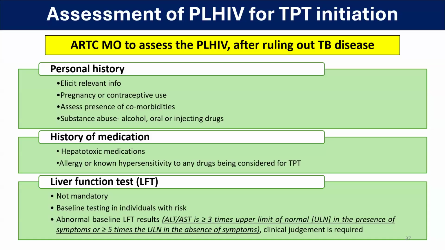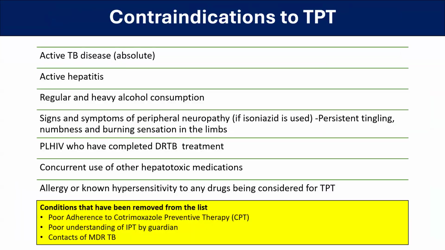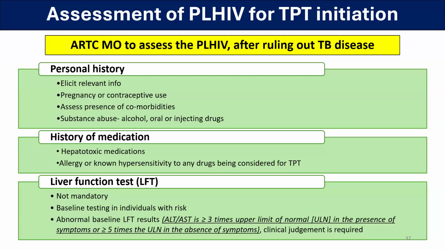If there is a pregnancy or contraceptive usage, look into the presence of any comorbidities, and then if there is substance use of alcohol or oral injecting drugs. When you talk about the history of medication, if there is any history of hepatotoxic medications, as you have seen in the earlier slide, if there is a history of current use of hepatotoxic medications, that needs to be taken into consideration. Allergy or known hypersensitivity to any other drugs being considered for the TPT. So these are the history of medication that needs to be assessed before initiating the TPT.